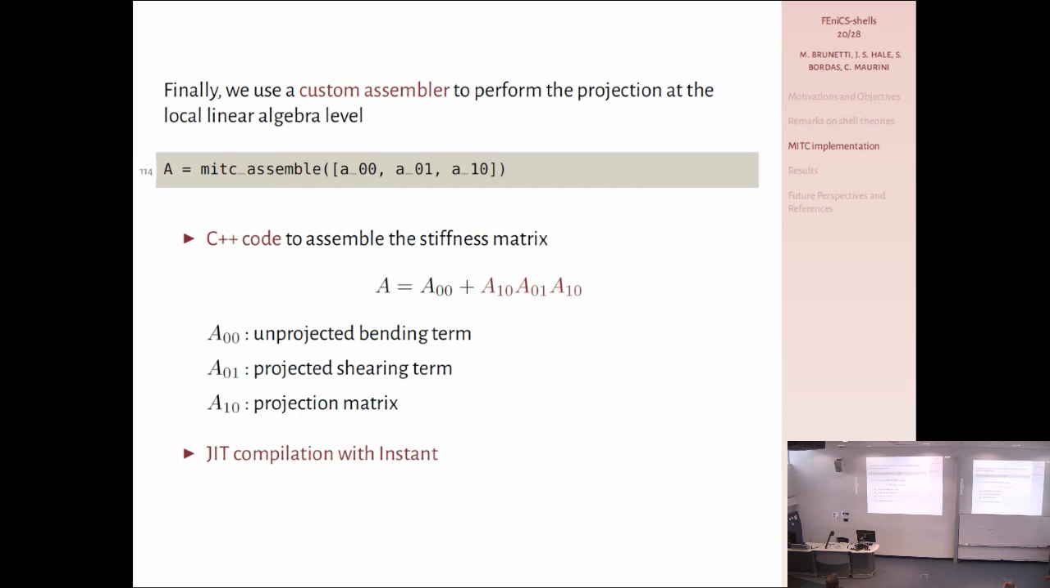Finally, we use a custom assembler in order to perform the projection at a local linear algebra level. So we call this the MITC assembler, and the arguments are A00, which is the bending contribution on the primal space, A01, the shear term on the full mixed space, so this is the shear term with the reduced rotation, and A10, which is the term which provides the projection. And we have C++ code in order to assemble the stiffness matrix. So we have the assembly of the A00 term, the unprojected one, and the assembly of the A01 term with the shear, where we reduce the shear terms. And A10 is the projection matrix. And then we have the just-in-time compilation of the C++ code.